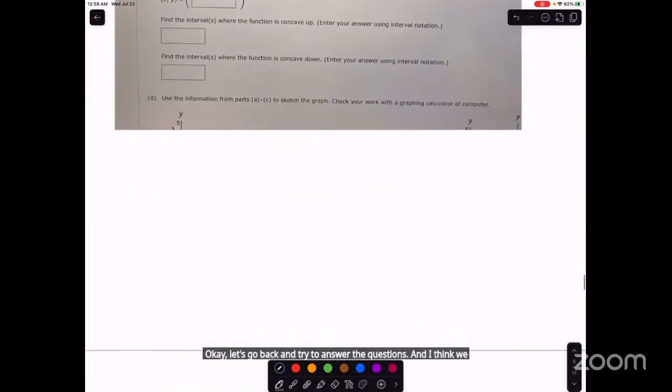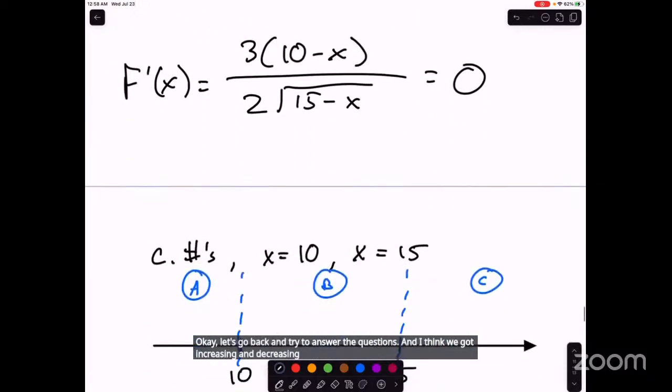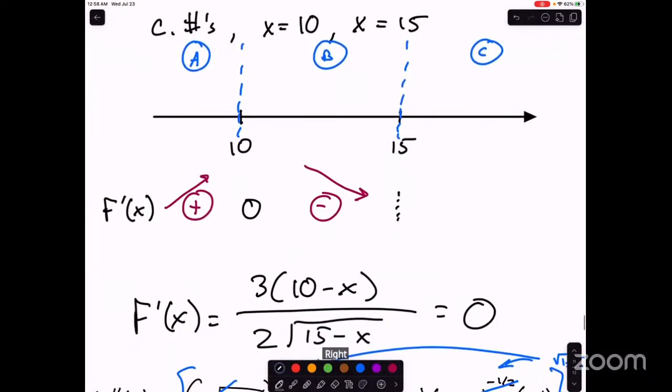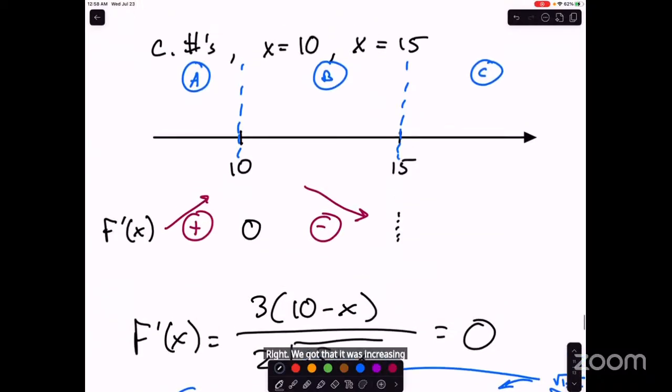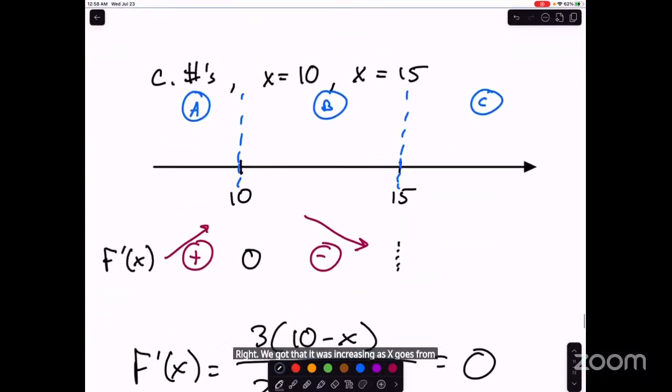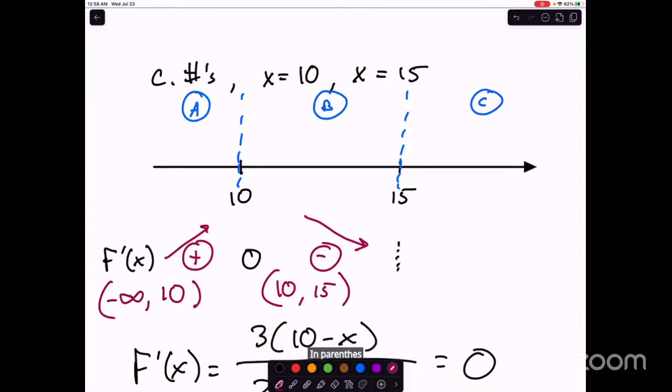I think we got increasing and decreasing, right? We got that it was increasing as x goes from negative infinity, the far left, up to 10, open parentheses. We got that it's decreasing as x goes from 10 to 15, open parentheses. And that was it there.